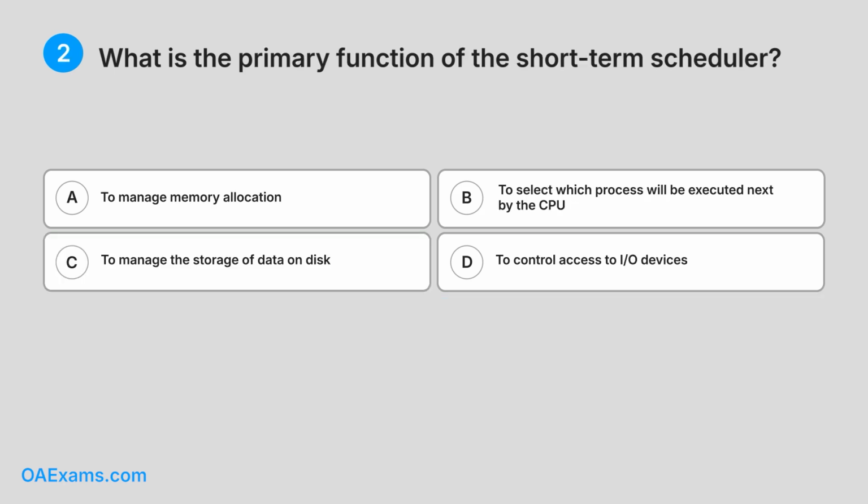2. What is the primary function of the short-term scheduler? A. To manage memory allocation. B. To select which process will be executed next by the CPU. C. To manage the storage of data on disk. D. To control access to I/O devices. Do you know the answer?